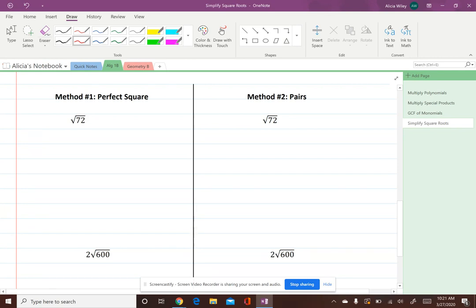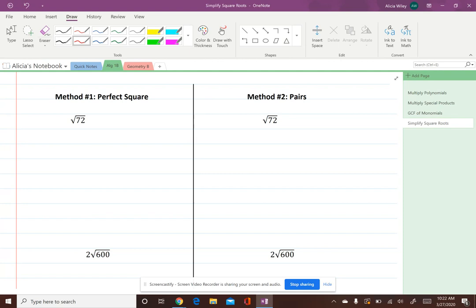I'm going to show you two different ways that you can work with these problems, so you get to choose which works best for you. Personally, I use a mixture of the two depending on what number is given to me. Okay, so as we go to do this problem, let's look at the number that is there, 72.